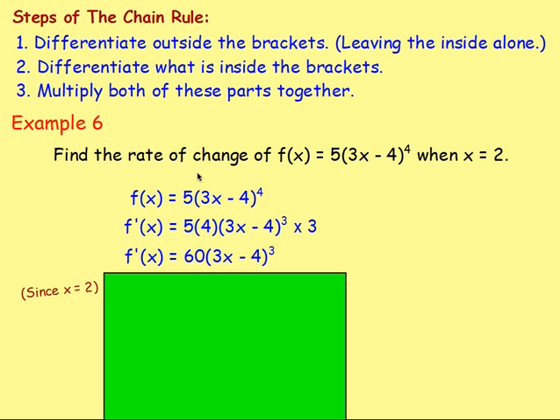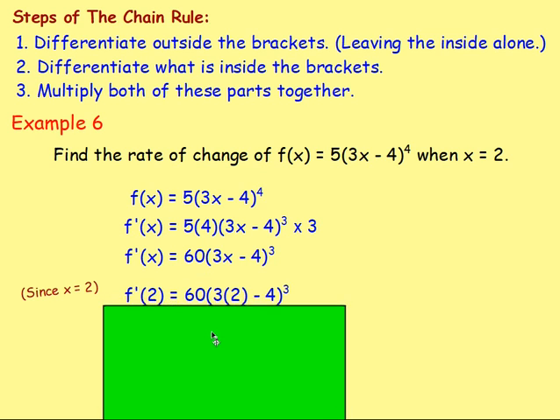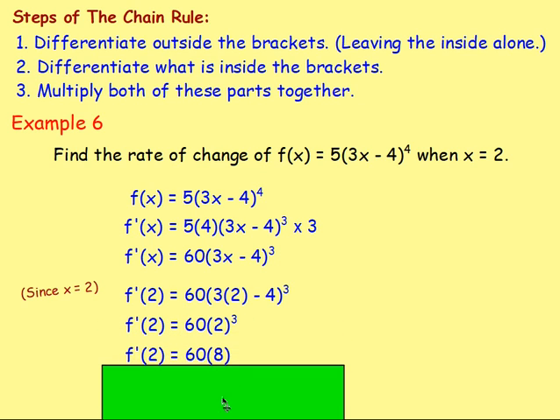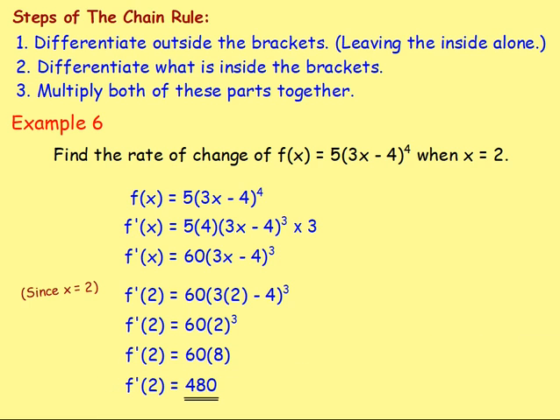After that, that is going to be the rate of change, but we're wanting it when x equals 2. So you would then replace x with 2. So instead of f dash x, we've got f dash 2. And that would equal 60 times 3 times 2, take away 4, all cubed. From there then, that would give us 60 times 2 cubed, which is going to be 60 times 8, which is going to be 480. And that would be your answer. Woohoo! Let's try another one.